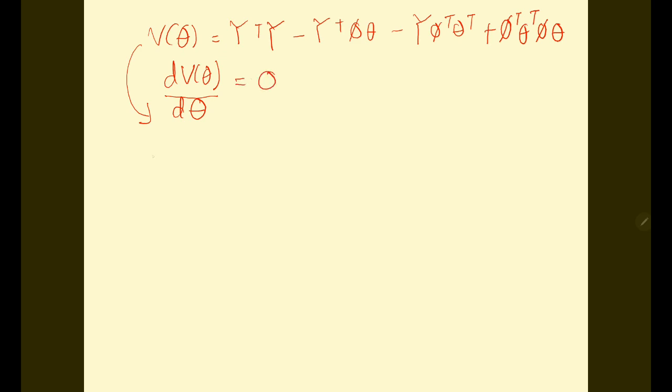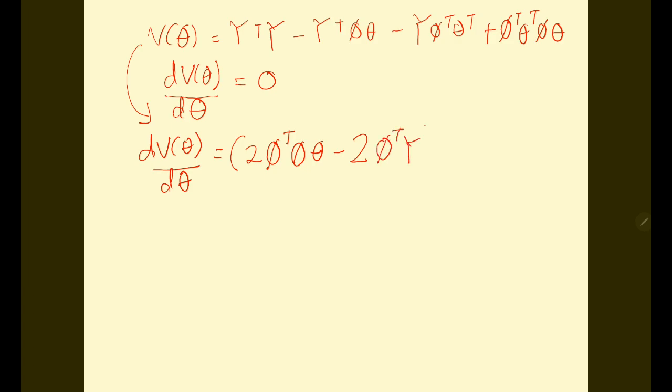So from here, dV theta over d theta equal to 2 phi theta minus 2 phi theta y equal to 0.